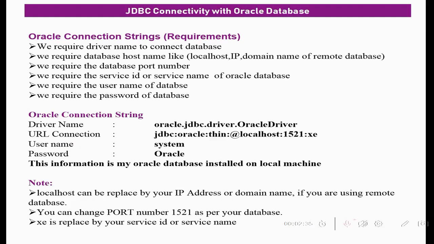Now let's understand Oracle connection string requirements. We require the driver name to connect database. We require the database host name like localhost, any IP address, or domain name of your remote database if the Oracle database is installed in another system or any remote server. We require the database port number. We require the service ID or service name of the Oracle database. We require the username and the password of that particular database.